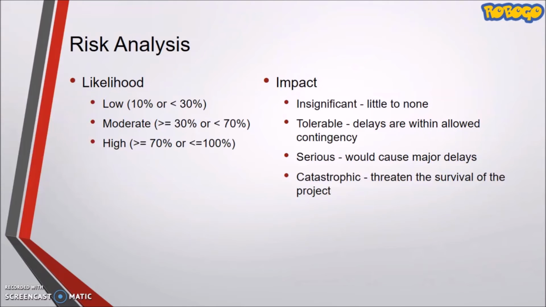The team may have to make some sacrifice on the development features, and the project manager may have to reschedule all the tasks. Catastrophic means that once it happens, it will threaten the survival of the project and it may affect the final product.